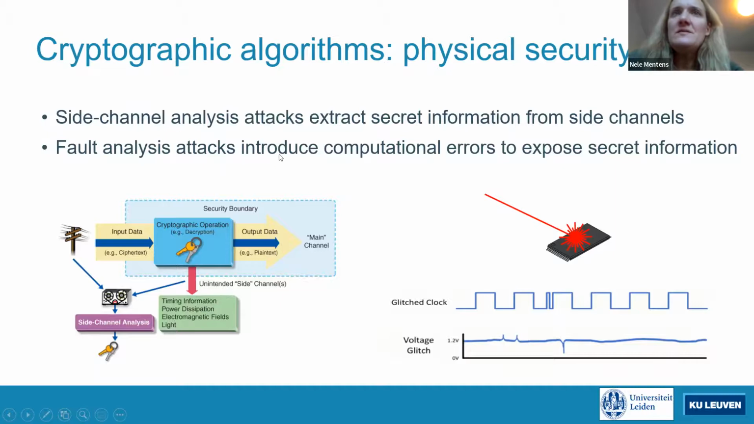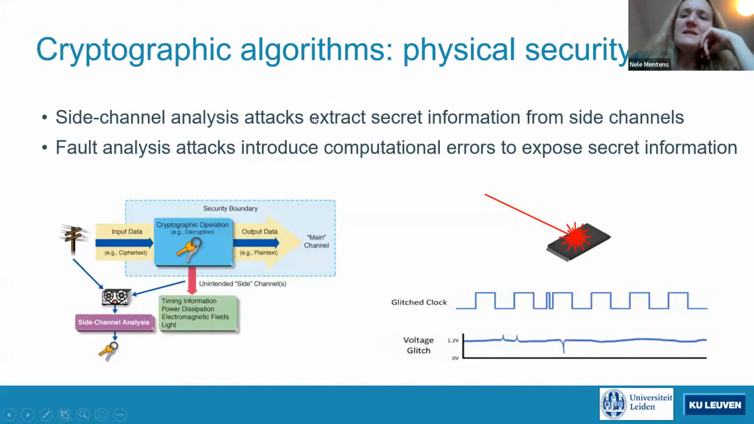Yeah, so that is to introduce computational errors, to expose secret information. If we can tweak the crypto algorithm in such a way that it just skips a crucial operation, for example, then we can get secret information out of the device.